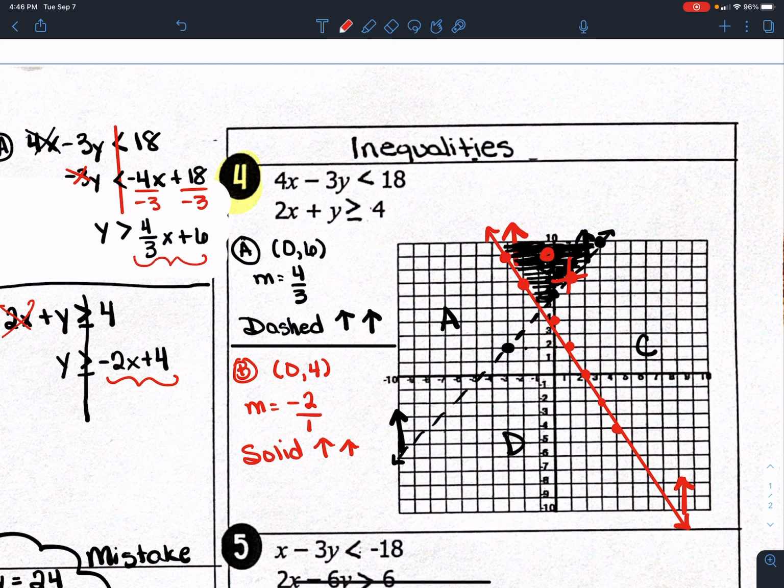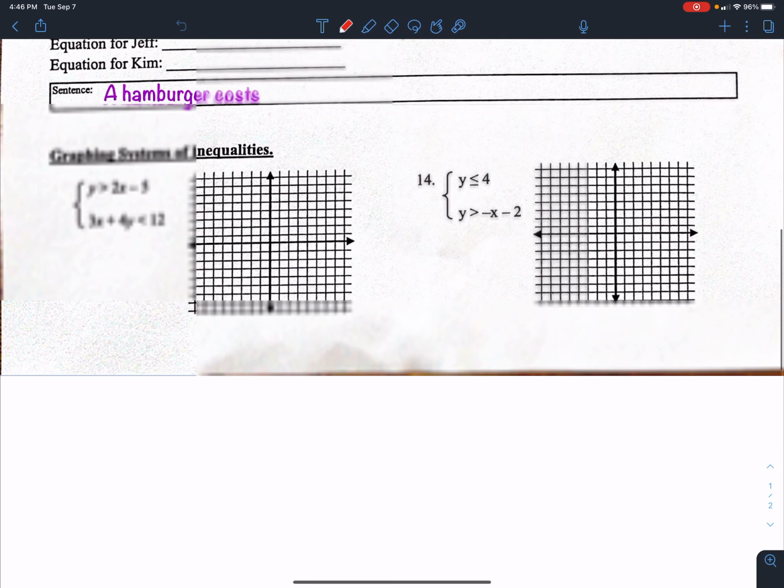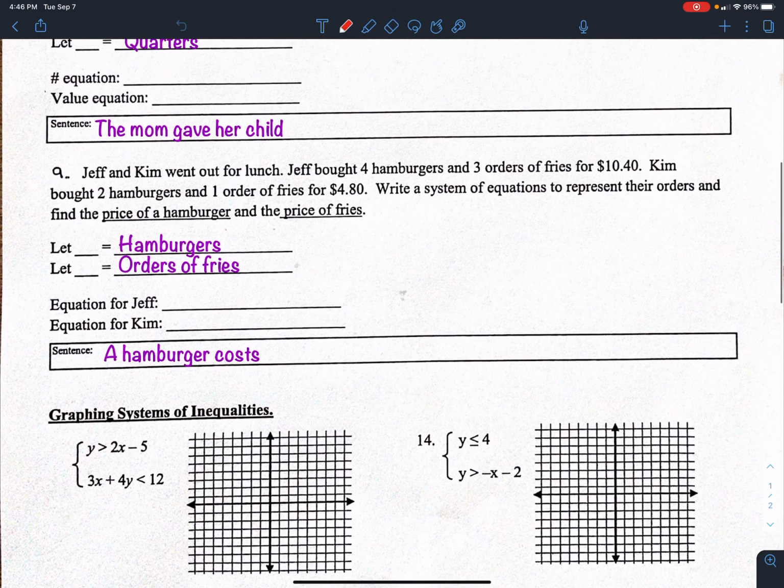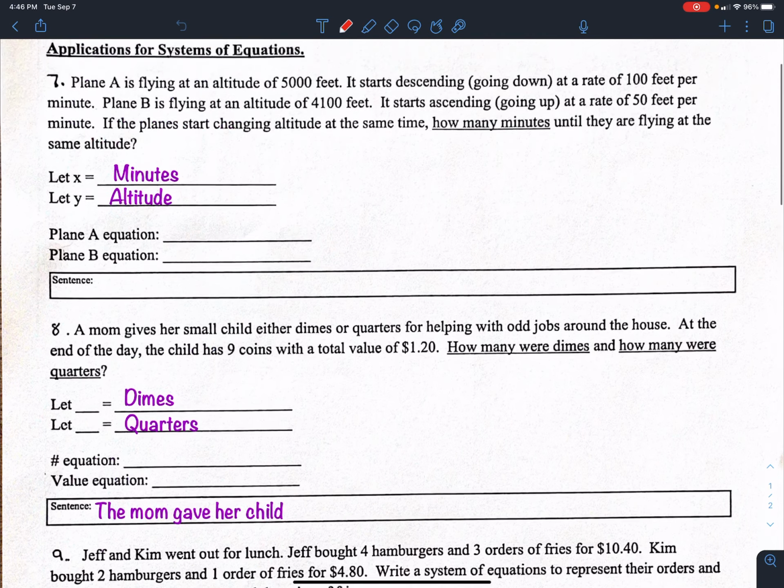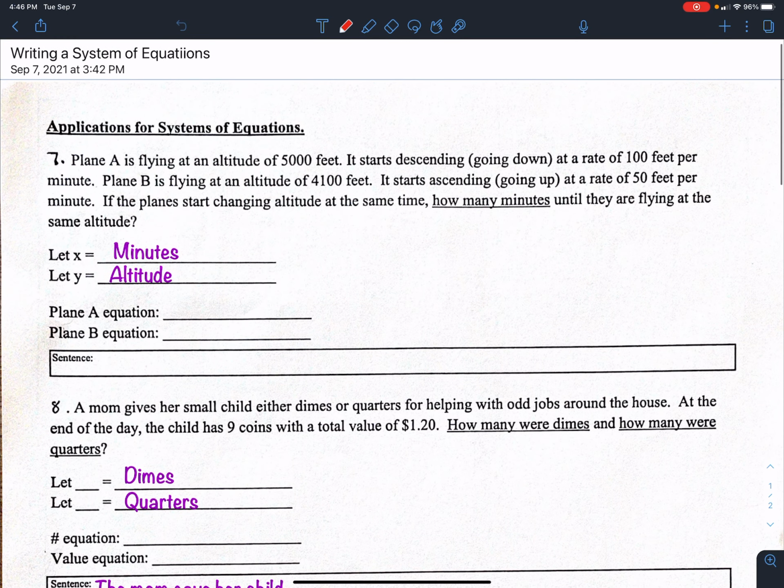All right, now for the second part of the second video, I'm going to switch to a different screen here. So let me go ahead and back out of this. And I want to go to writing systems of equations. The one that I'm going to be working on is number 7.